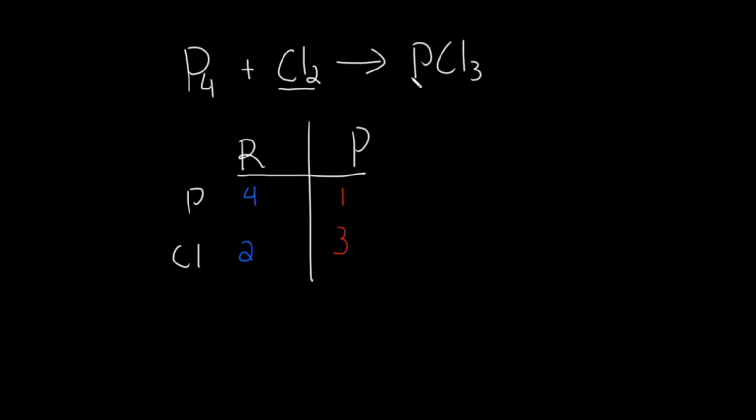which is phosphorus. So we see that we have 4 phosphorus on the reactant side, but only 1 on the product side. So we multiply this by 4. And by doing this, we see that we have 4 phosphorus and 12 chlorine. So now we can balance the chlorine, multiplied by 6 to get 12 chlorine, which balances the reaction.